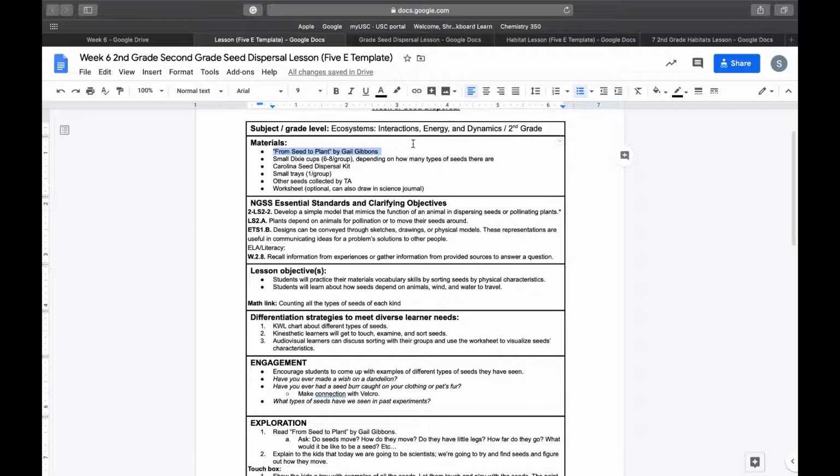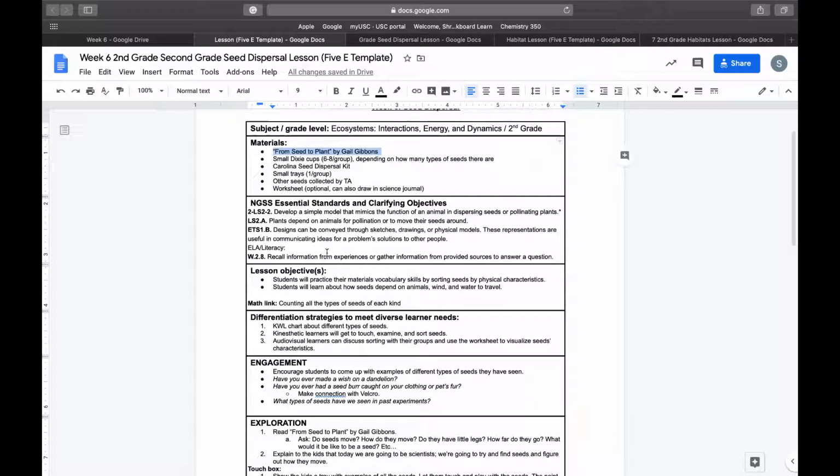and they also get a worksheet that just has 4 boxes, 1, 2, 3, 4, each with: moves by water, moves by wind, moves by sticking to animal fur, or is eaten by animals. And then I tell them to look at the seeds, feel them, examine them, do whatever they want, and guess which box it might go in, so which way it might move, and then draw a picture of that seed in the box.